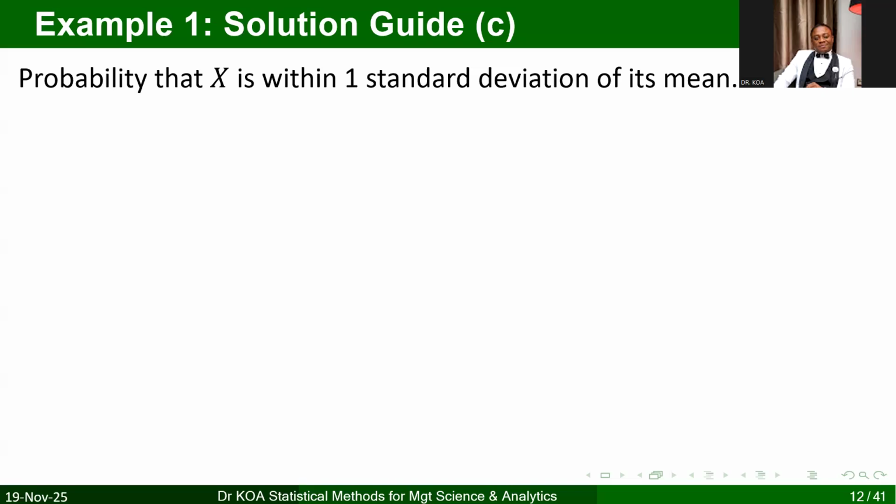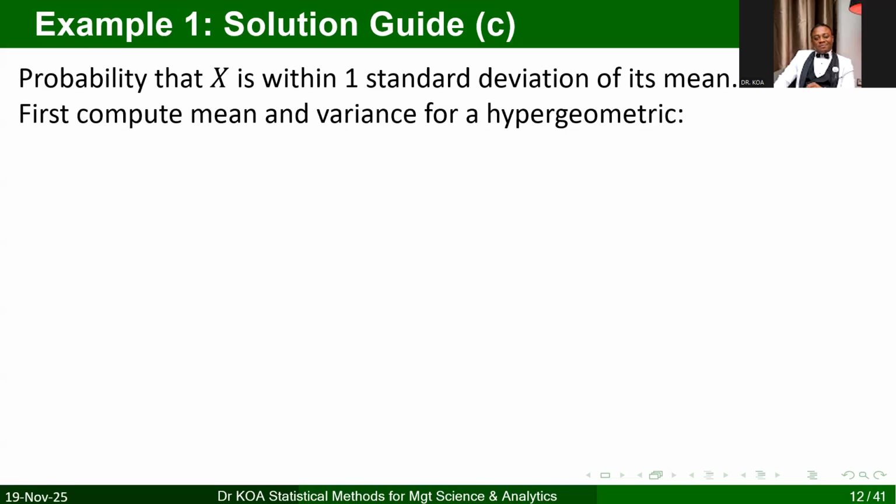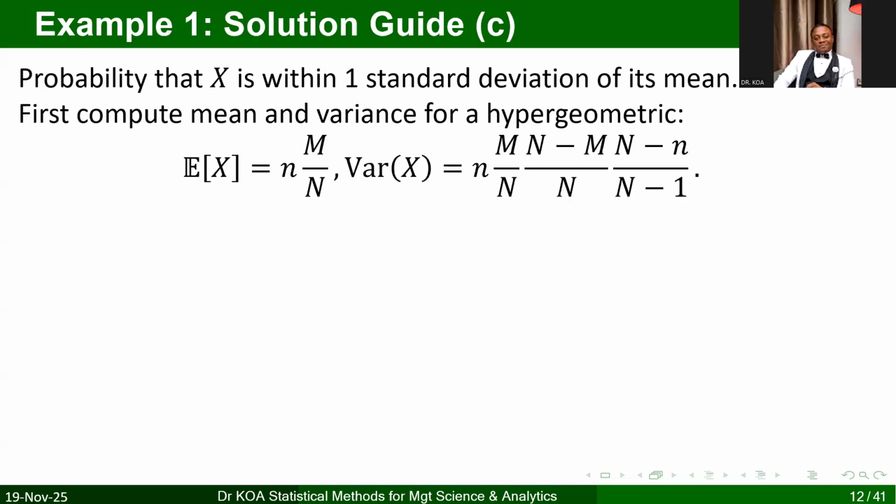Okay, let's find that. What is the formula for the mean? That is n times m over N. That's small n. Okay, good. So you find this small n and then m over N. Is that what you said? Yes, Doc. Good. So these are the means and the standard deviation.